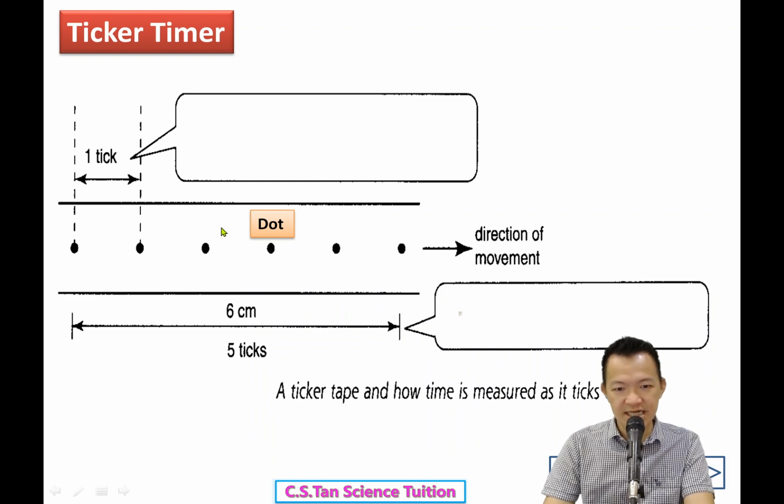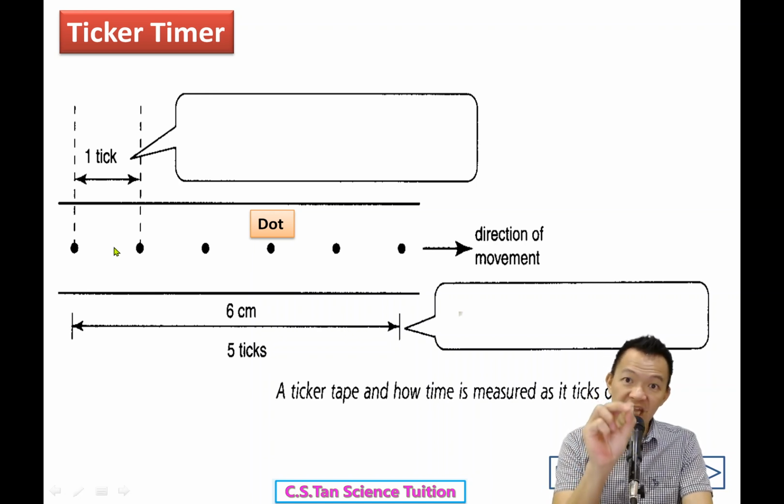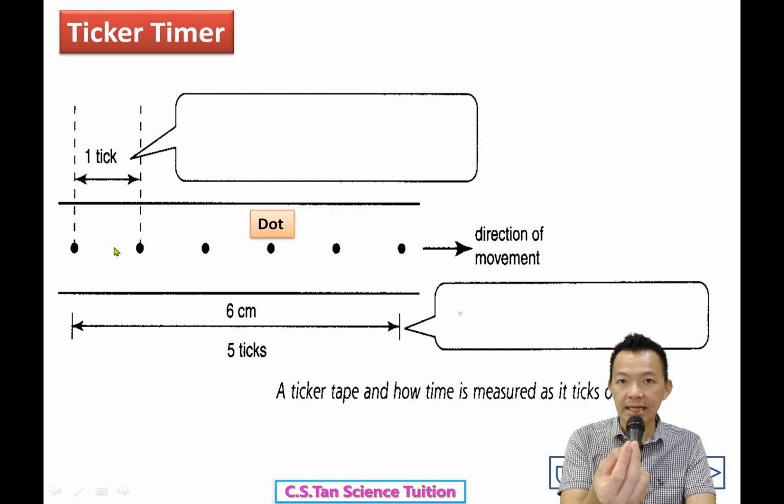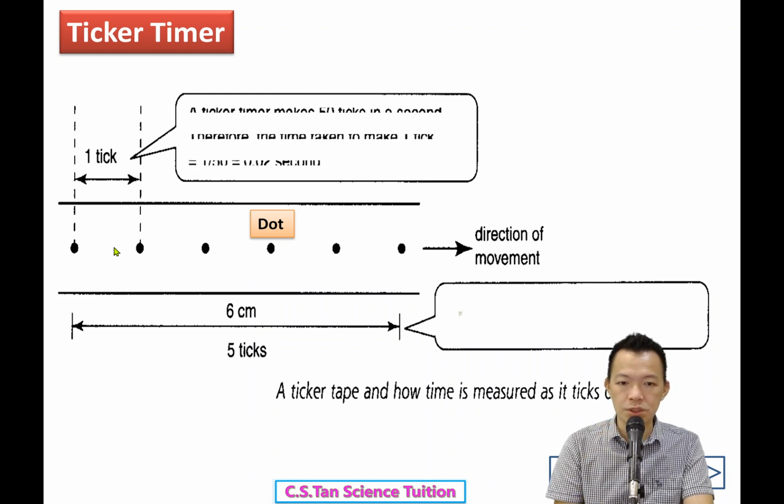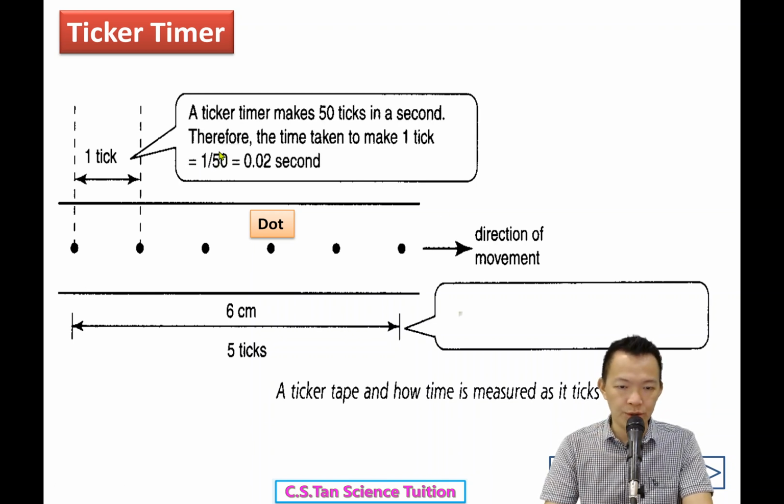1, 2, 3, 4, 5. This is what we call a tick. So 1 second makes 50 ticks. How many seconds does 1 tick need? 1秒可以做50个 tick. So 1 tick needs 1 over 50, 1除50. Copy in your notes: a ticker timer makes 50 ticks in a second. 1秒里面它做了50个 tick. Therefore, the time taken for 1 tick is 1 over 50, 1除50 等于 0.02 second.